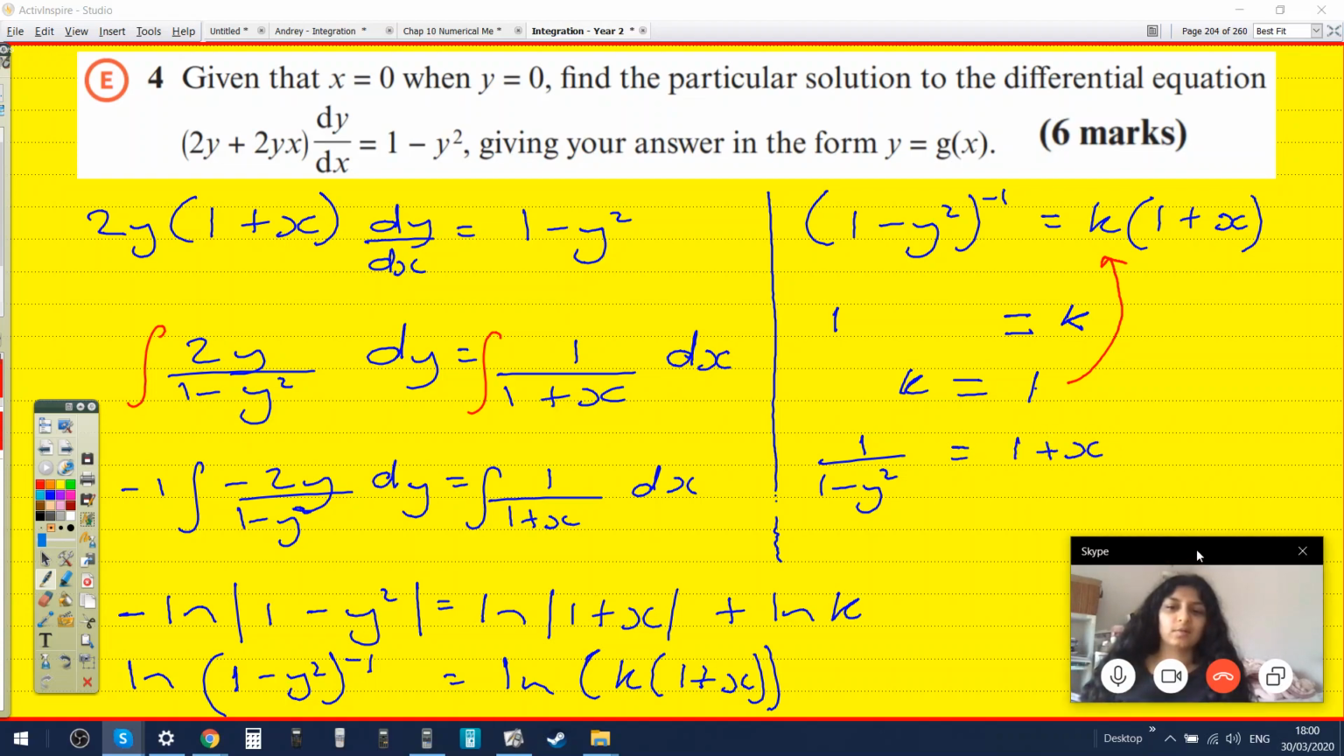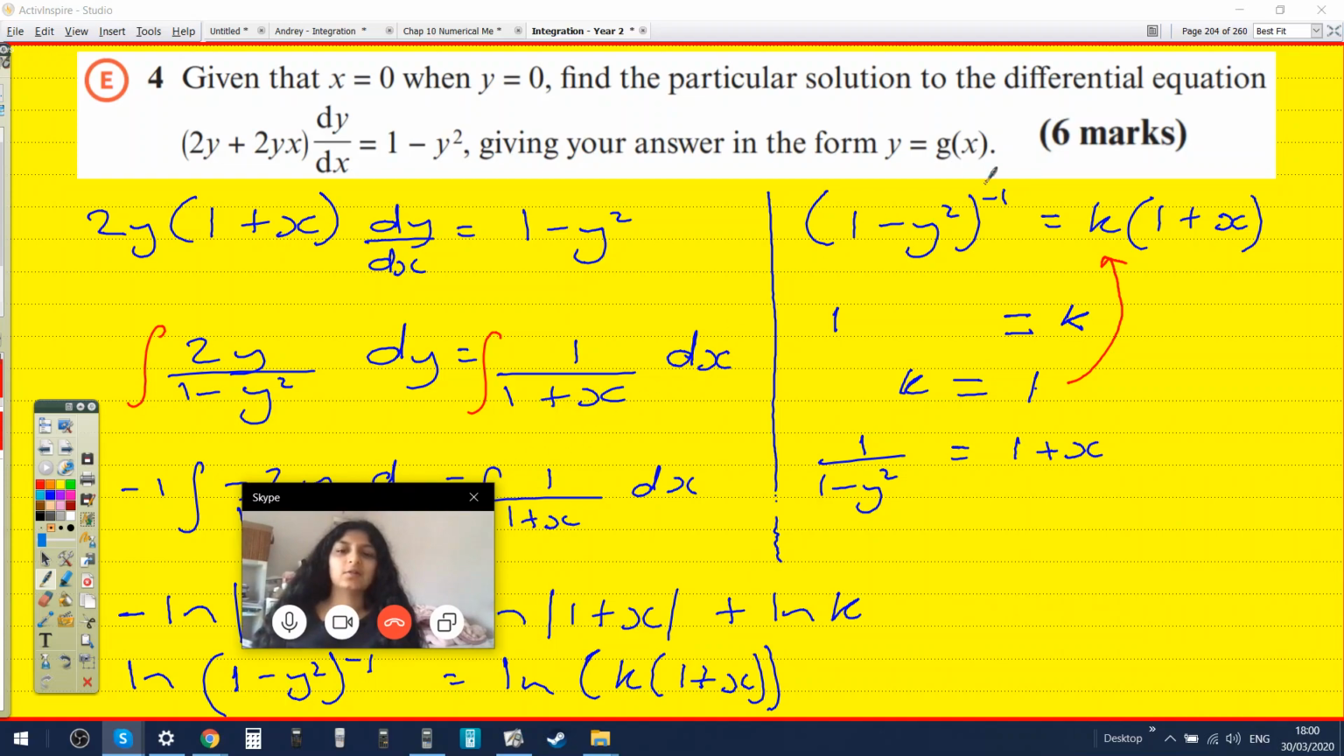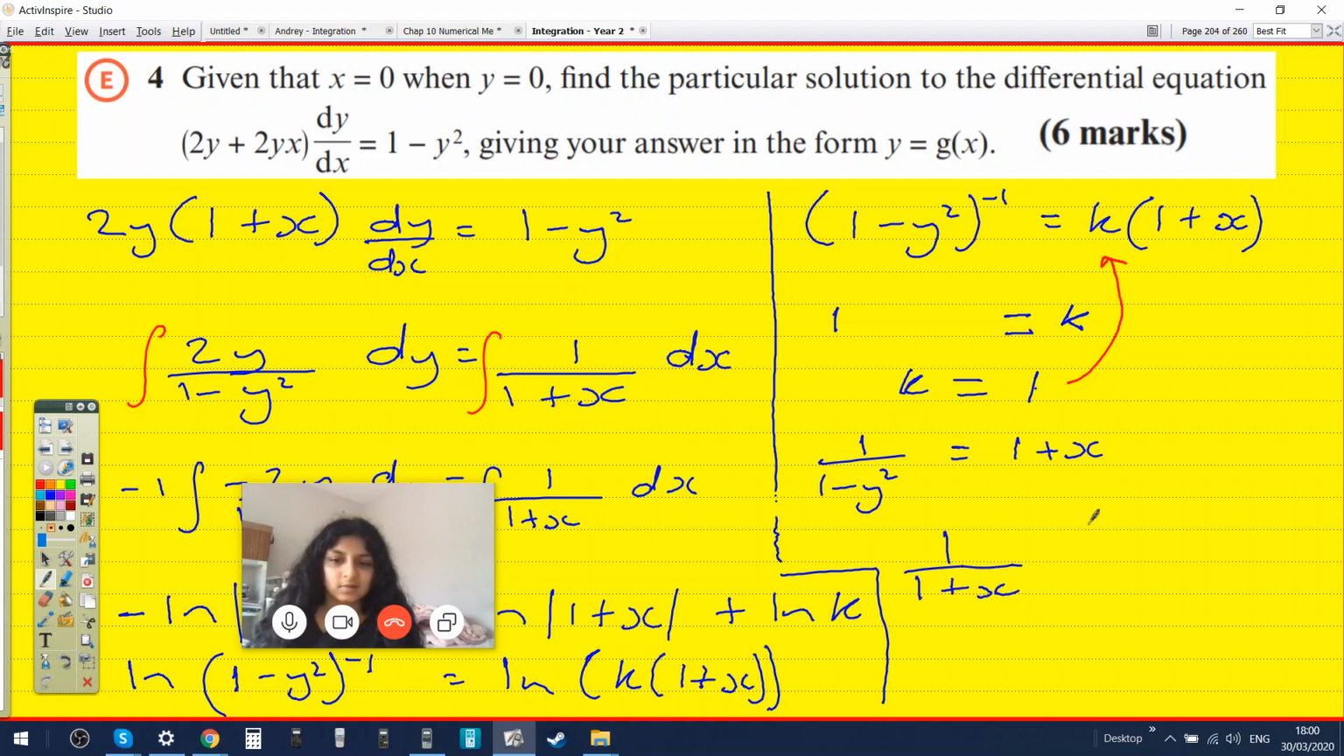No, you shouldn't have 1 over 1 minus y squared. Oh, you're just writing it out a different way. So you swap 1 plus x and 1 minus y squared, basically. So 1 over 1 plus x equals 1 minus y squared. You can just do y squared is equal to 1 minus 1 over 1 plus x. And then just square root the whole thing.